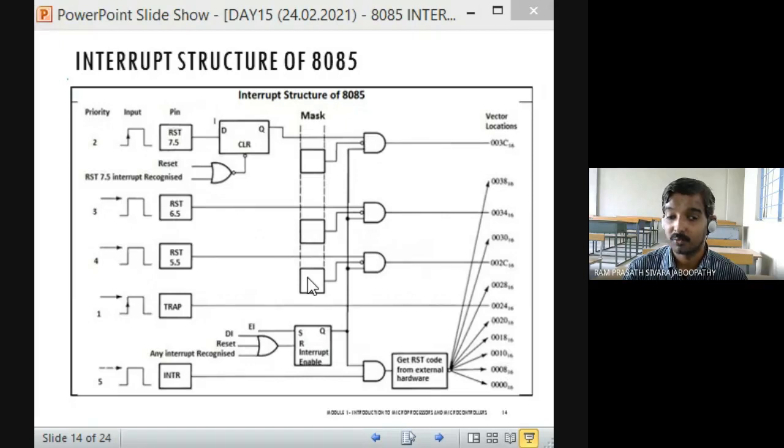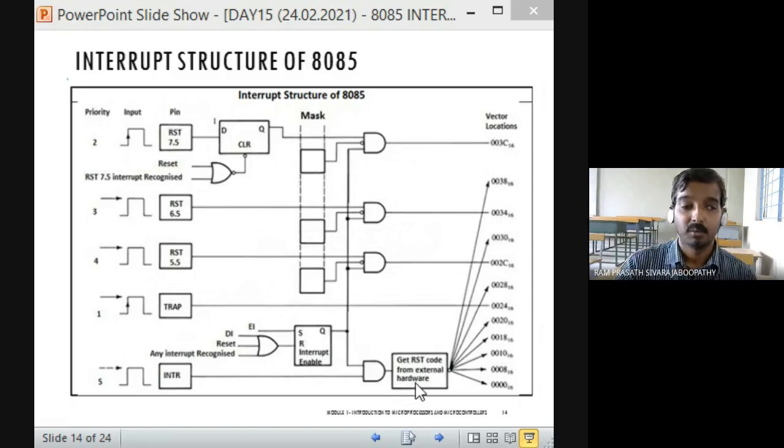What about TRAP? Does TRAP have any control to mask it? Look at the TRAP line. It goes straight to the vector address, directly. Is it clear? Yes, the other interrupts can be masked.